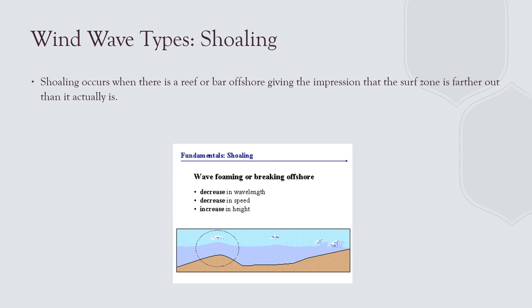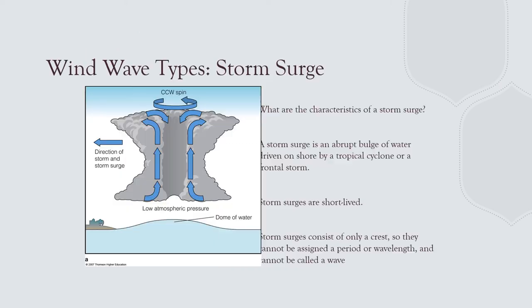Shoaling is when waves break offshore due to bottom structure like a sandbar. Interestingly, shoaling also refers to fish schooling. It's called a shoal of fish. And a group of islands sometimes can be called shoals as well. So shoals can have many different meanings.